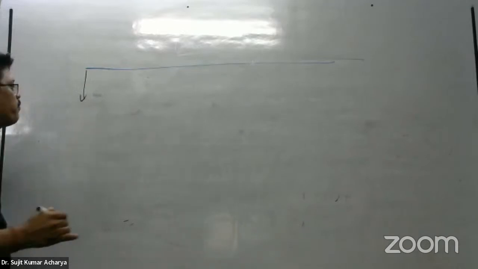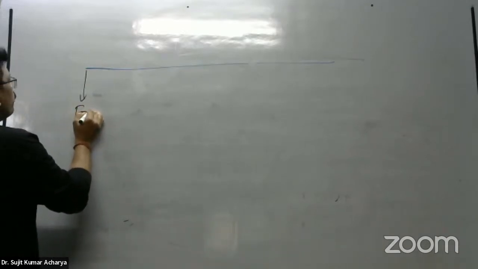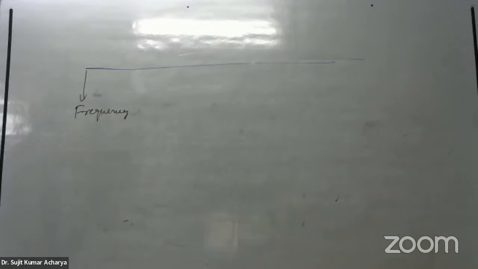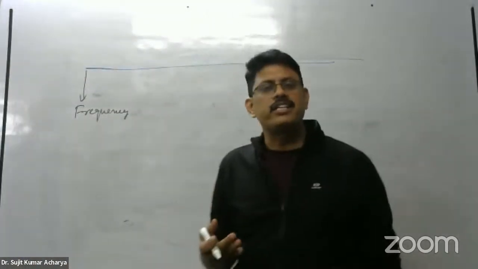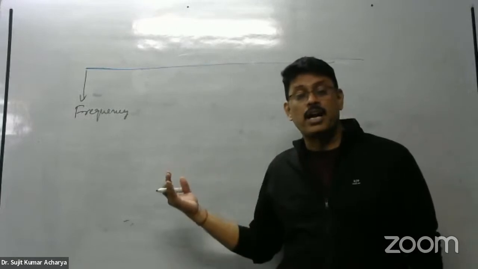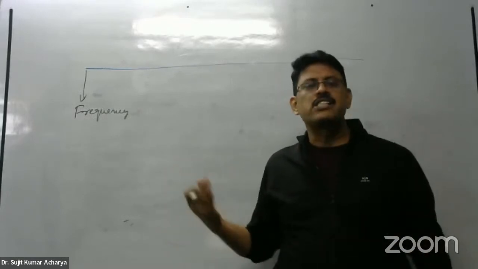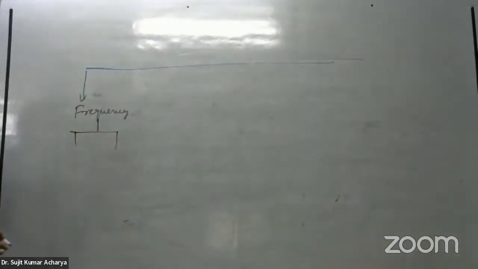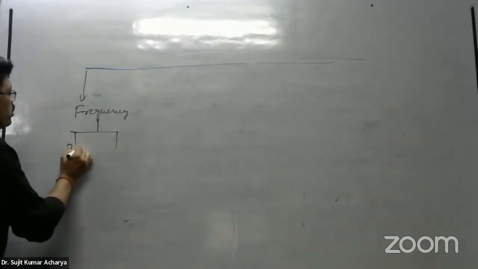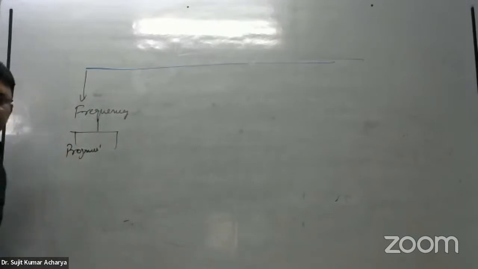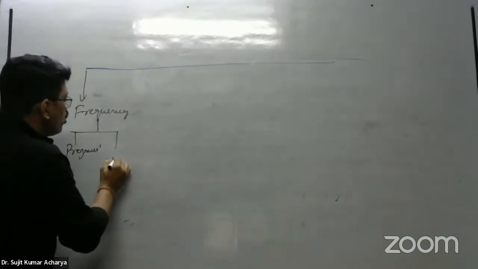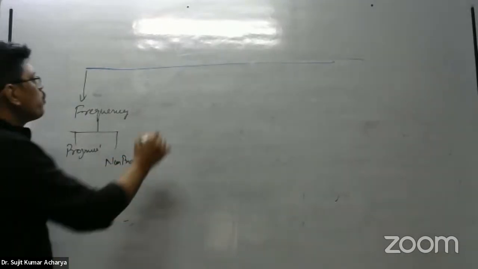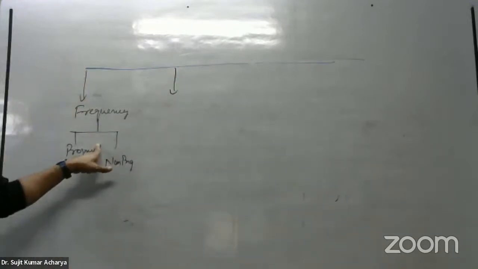One type can be identified from frequency point of view. Frequency is implied as what? How frequently the decisions are taken in the organization. I am telling from organization point of view. How frequently the decisions are taken by the decision maker in the organization. From frequency point of view, certain decisions are program decisions, and certain decisions are non-program decisions. This is from frequency point of view.